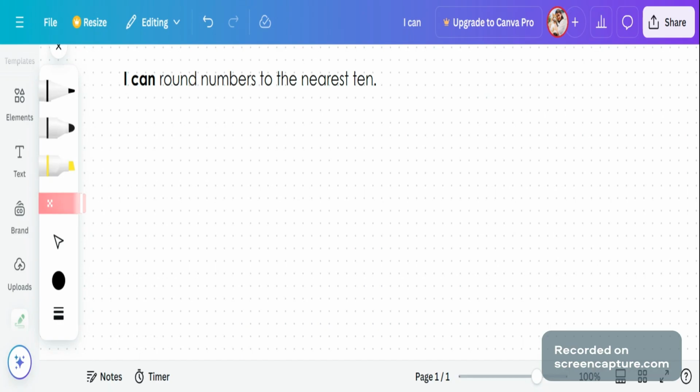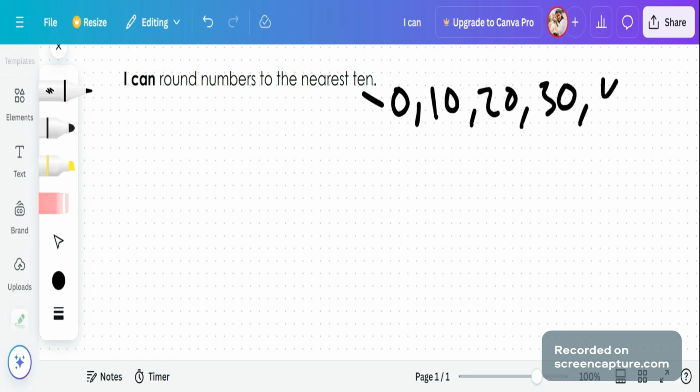Now, when we're talking about rounding to the nearest 10, we're talking about counting by 10, right? So we can start from 0, and then we go 10, 20, 30, 40, 50, 60, 70, 80, 90, 100, and then it keeps going. We could count by tens forever if we wanted to. So when we're rounding to the nearest 10, we are going to get a number that looks like one of these. Maybe it'll be 60, 70, 80, 90, 100. The point is we're counting by 10 when we're rounding to 10.